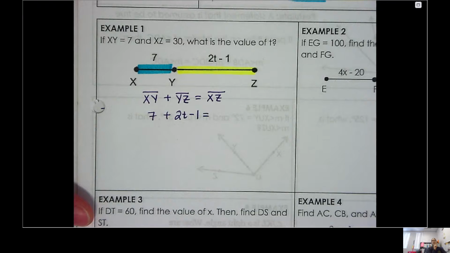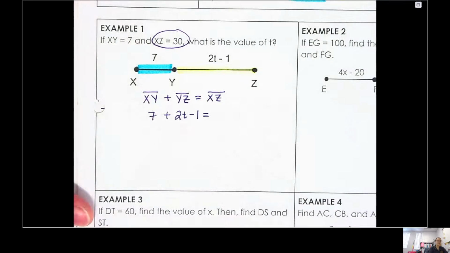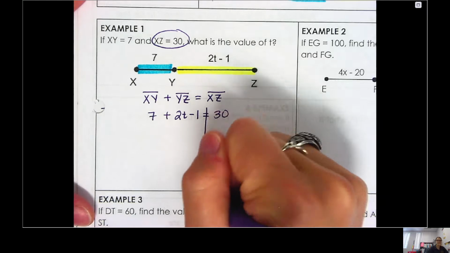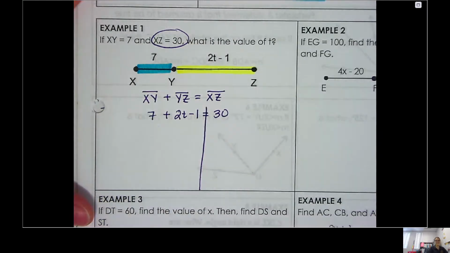Where'd you get 30? It says it right here. So you've got to read the question. It's equal to 30. And guess what this is, friends? It's an algebra problem. Remember I told you guys that geometry is just algebra with a picture? Algebra with a picture. Here we go. So let's solve the equation.